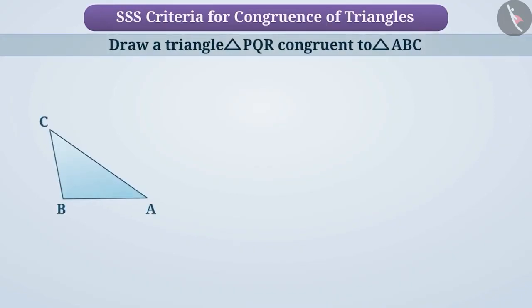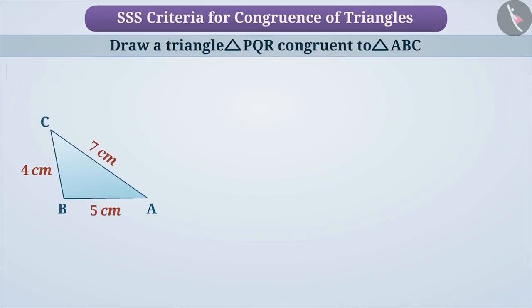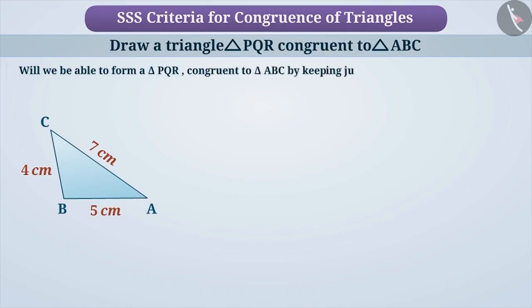Suppose we have triangle ABC, where AB is equal to 5 cm, BC is equal to 4 cm and AC is equal to 7 cm. And we have to draw a triangle PQR congruent to triangle ABC. Will we be able to form a triangle PQR congruent to triangle ABC by keeping just one corresponding side equal? Think for a while.